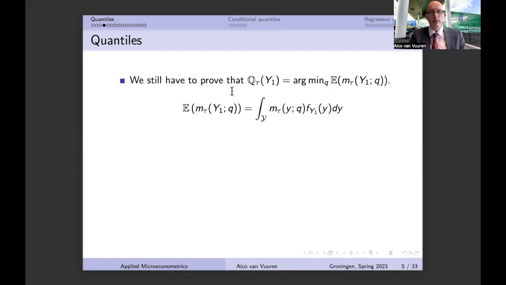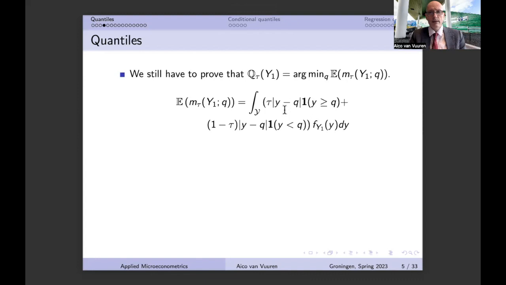This is a population mean, so that means that we're always going to get an integral. It's the integral over all the potential outcomes of y1, which we denote as the support, by the calligraphic Y that we have over here, of this function multiplied by the density function. In this case, we can use the density function because y1 was assumed to be continuously distributed. Then we substitute in m tau, and we get this thing that we have over here. We can rewrite this a bit.